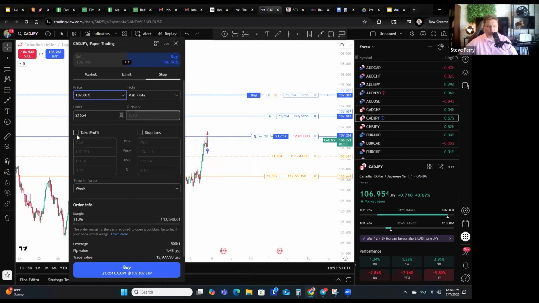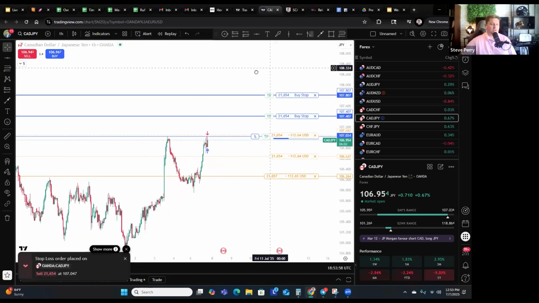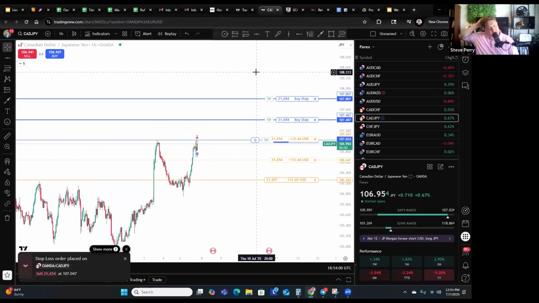Don't use a take profit. We got to use a stop loss and it's ready to go. So I'm going to go ahead and click buy. Boom. And that trade is now ready for the whole week. This is the stacked method for this entire trade. I literally don't need to do anything else on this trade the rest of the week.